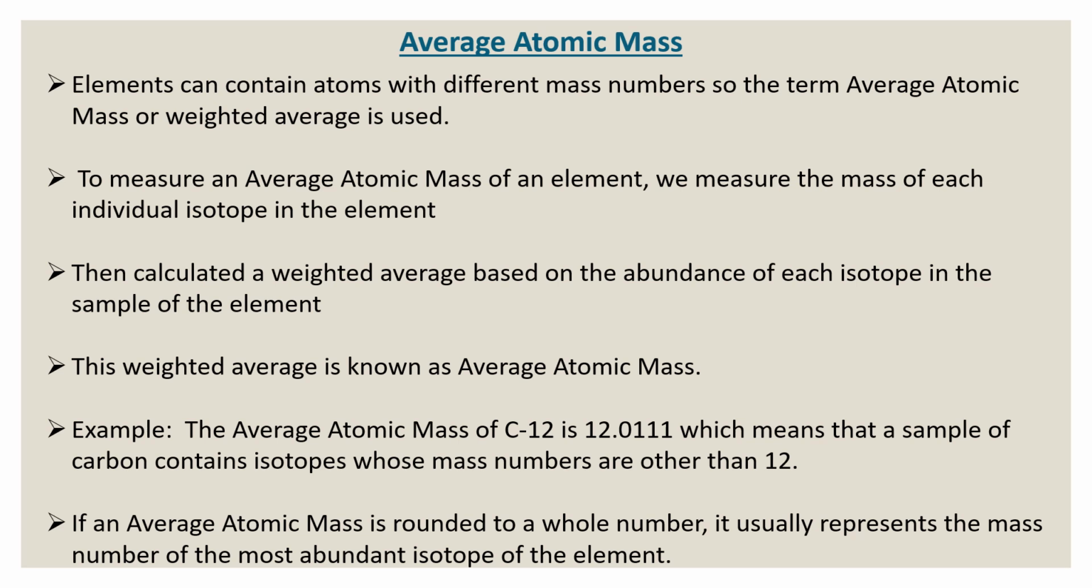Example: the average atomic mass of carbon is 12.0111, which means that a sample of carbon contains isotopes whose mass numbers are other than 12. If an average atomic mass is rounded to a whole number, it usually represents the mass number of the most abundant isotope of the element.